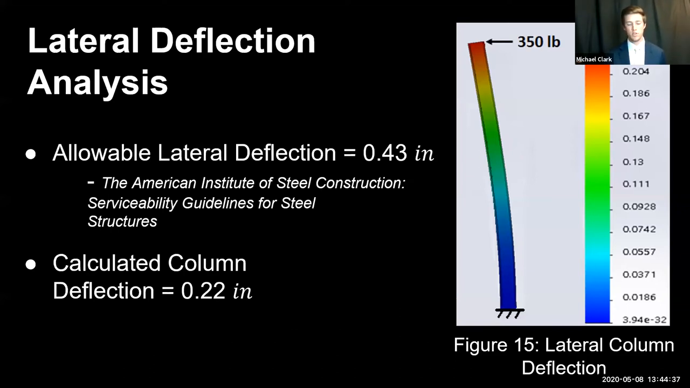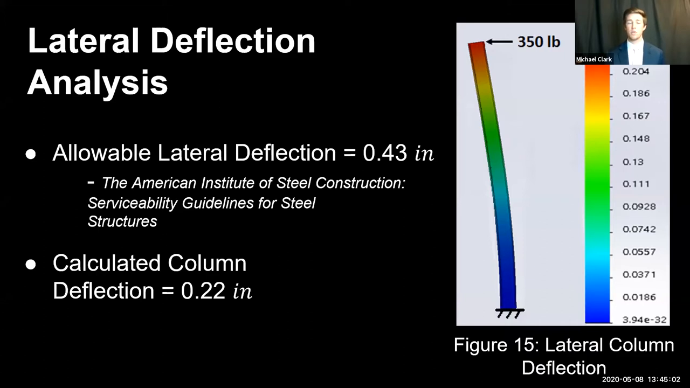Our first analysis we looked at was a lateral deflection, which is how much that column can bend before it becomes critical. We determined an allowable lateral deflection from an equation that comes from the book called The American Institute of Steel Construction Serviceability Guidelines for Steel Structures. This equation is commonly used in engineering applications, and it gave us a lateral deflection allowable of 0.43 inches.